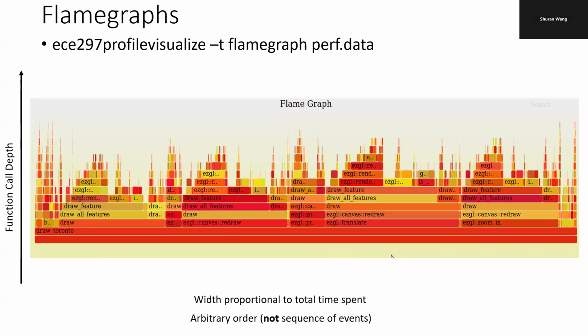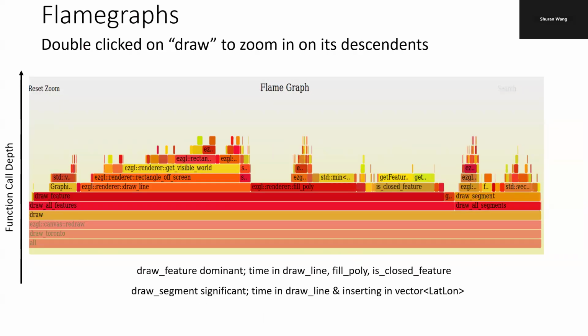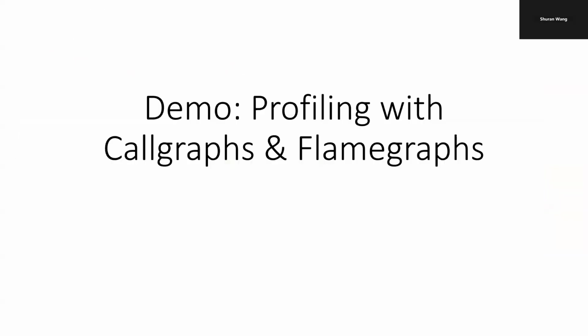In this flame graph, you can also double click on any of the functions that you're interested in to zoom in. And if we click on draw and zoom in, we can see that still dominant is the draw all features, then the draw all segments. And inside draw feature, you can see that it's actually spending a lot of time in draw line. And then fill poly is close feature. And I'll show you the demo.